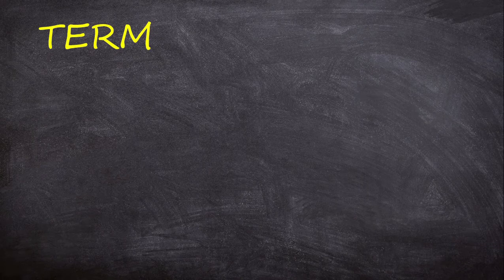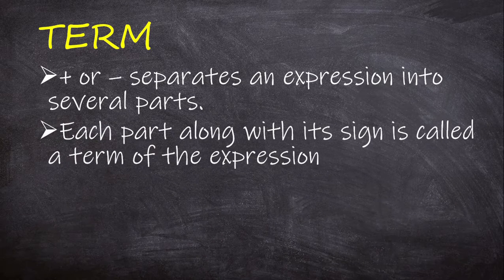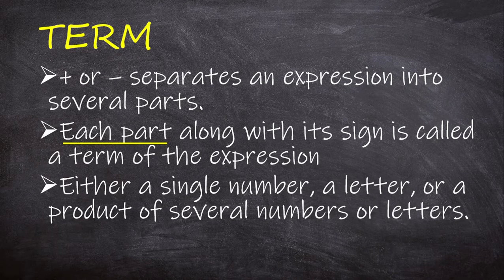Now let's define term. We know that plus or minus separates an expression into several parts. And each part, together with its sign, which means the positive or the negative, is called a term of the expression. Again, each part is a term. And these terms could either be a single number, a letter, or a product of several numbers or letters.